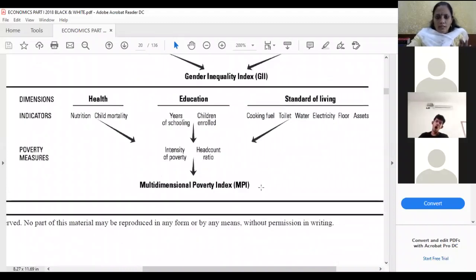So now we come to the last indicator, which is called the multi-dimensional poverty index. Now I want to ask all of you to tell me your understanding about poverty. Generally, if I want to call somebody poor in India, how can you call a person a poorer person? How do you think you can define a person as poorer? Any answers you want to give?